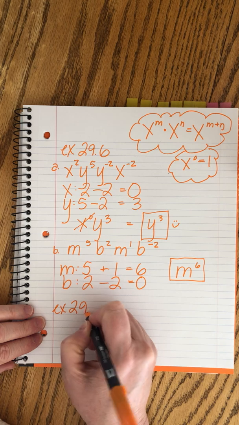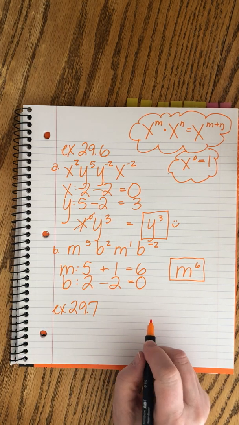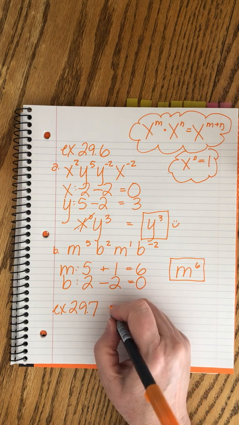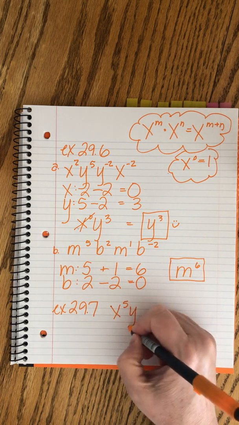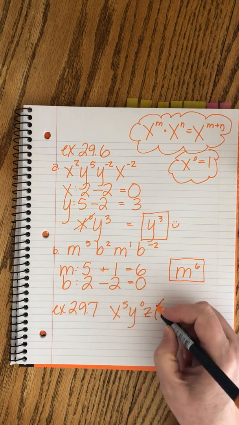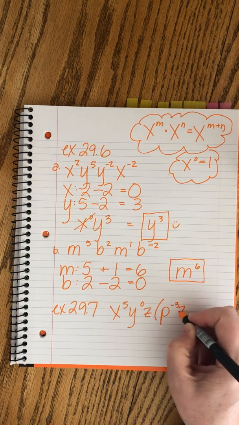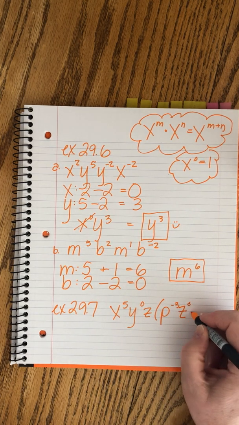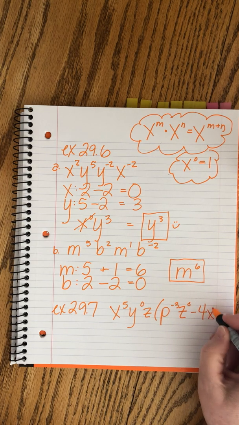Example 29.7 looks like this. I'm getting a little squeezy down here at the end.